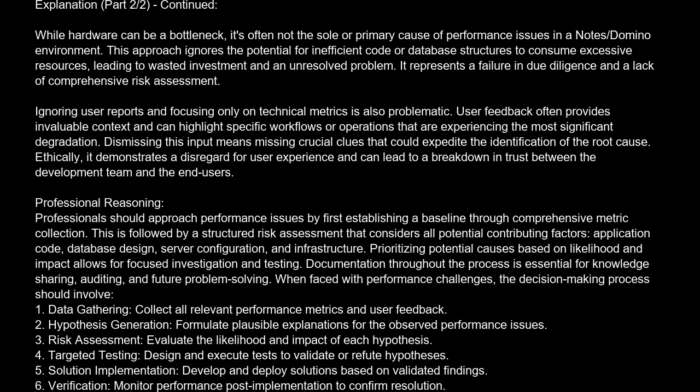When faced with performance challenges, the decision-making process should involve: 1. Data gathering: collect all relevant performance metrics and user feedback. 2. Hypothesis generation: formulate plausible explanations for the observed performance issues. 3. Risk assessment: evaluate the likelihood and impact of each hypothesis.